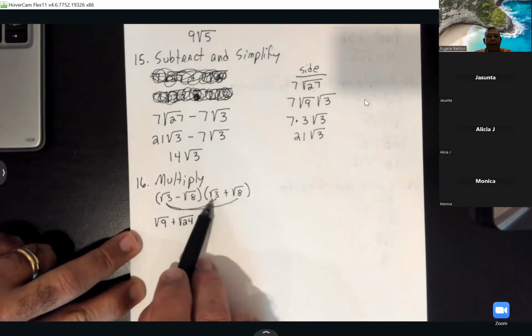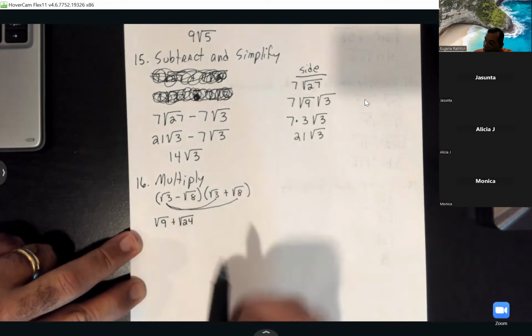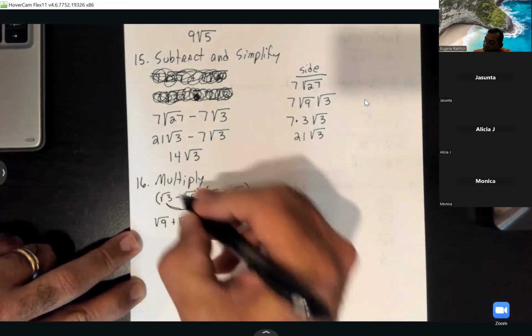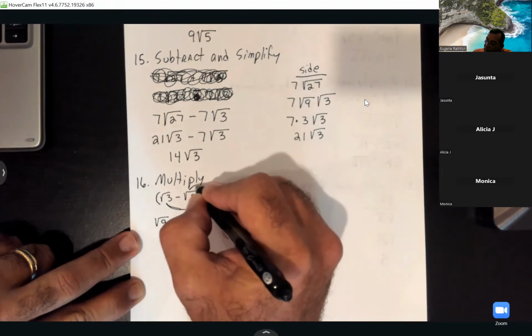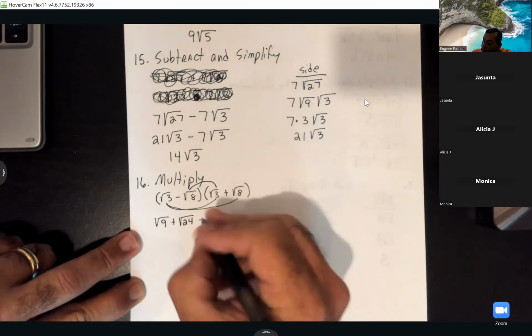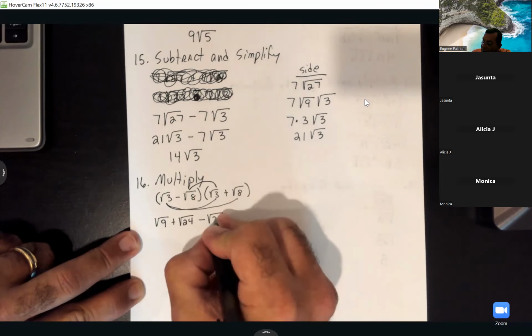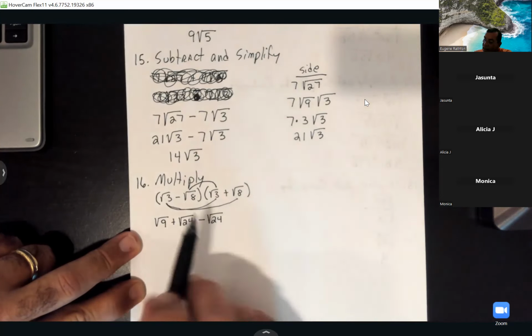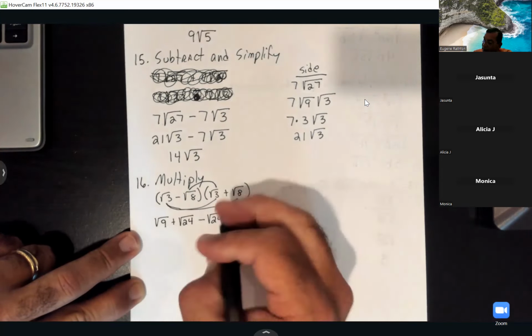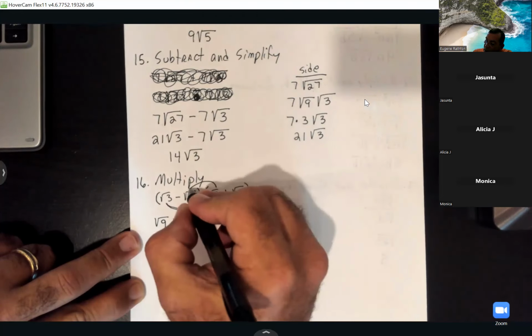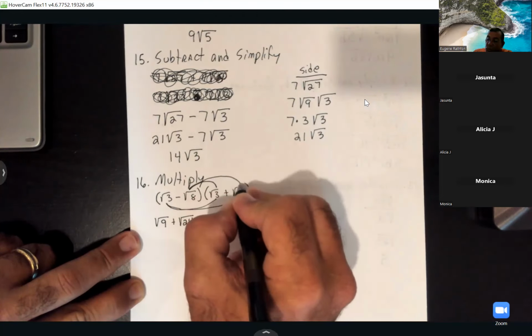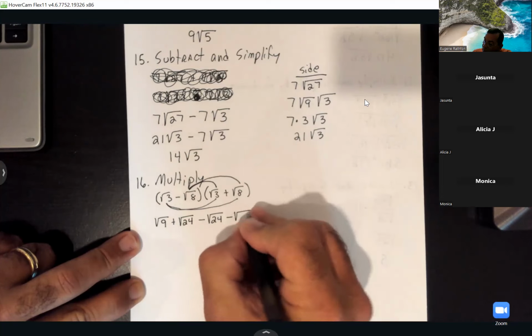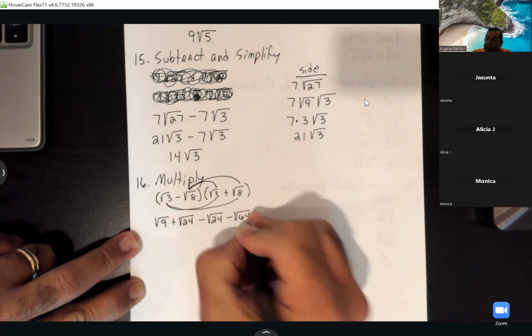Now the next one's going to be negative because you got a negative times a positive. So we know it's going to be a negative. So a negative square root of 8 times square root of 3 gives me a negative square root of 24. And then at the end, I got a negative times a positive. So that's going to be a negative. Square root of 8 times square root of 8 is the square root of 64.